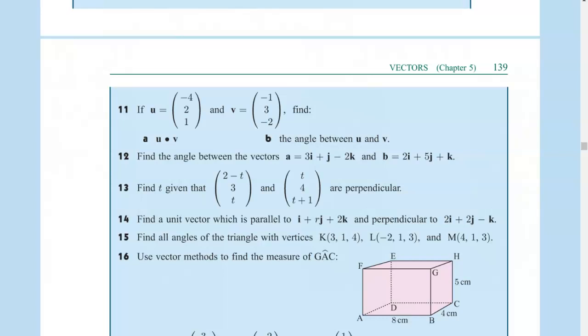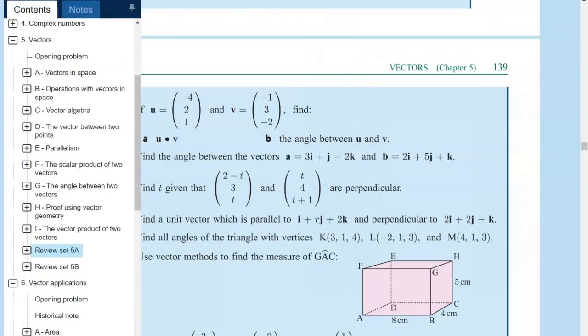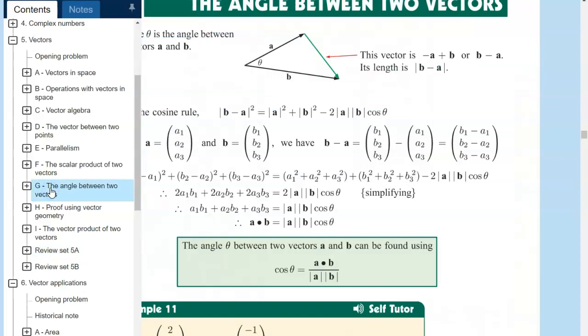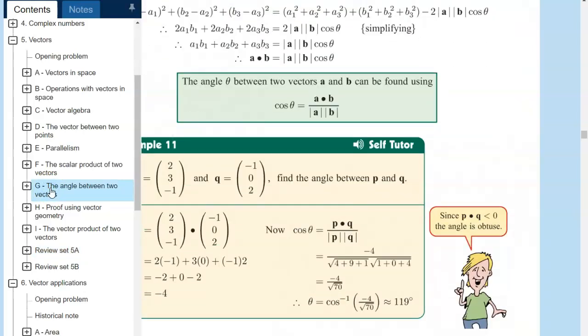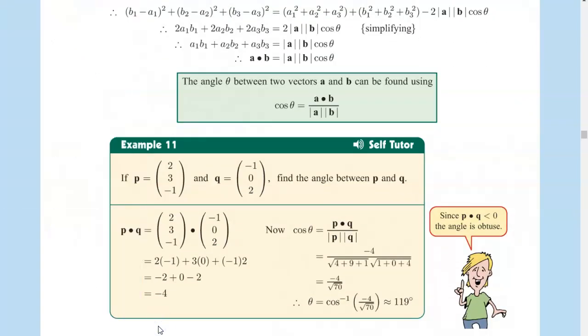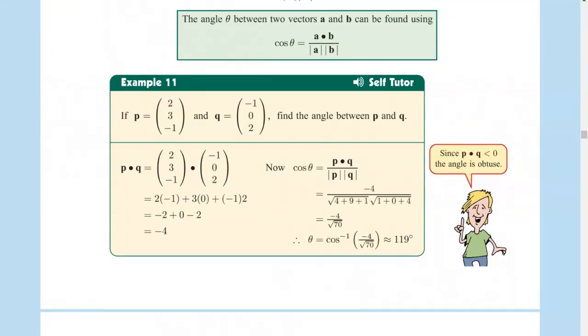Question 11, that's working your way through using the formula. Now, if you couldn't remember how to use the formula, work out the dot product, beautiful, work out the lengths. So, grab your calculators. Okay, so just to find the angle between two vectors, I've asked you to go to your calculator.